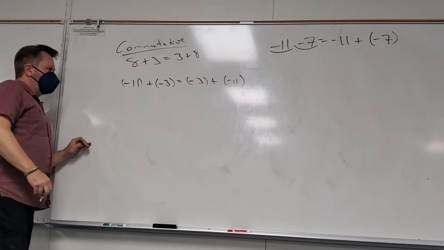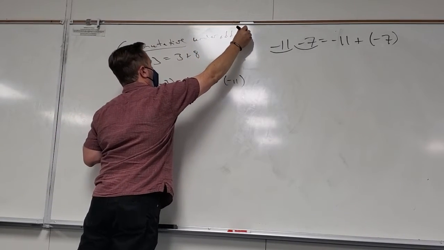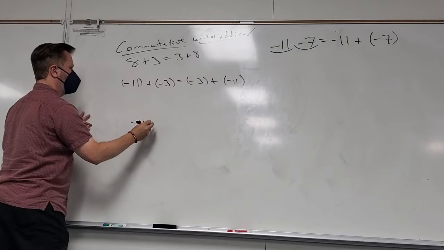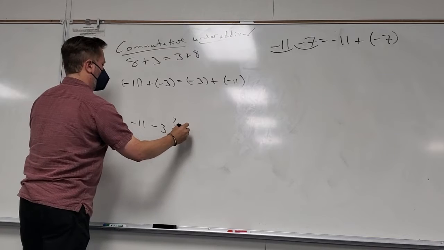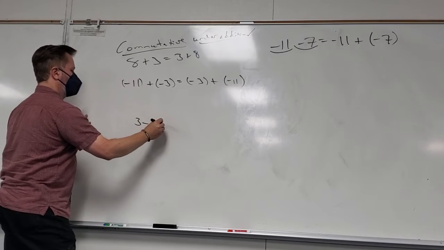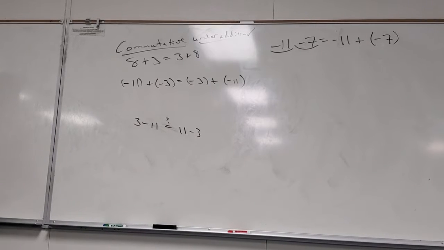Are integers commutative under subtraction? So under addition, all good. Under subtraction, let's do this: 3 minus 11, is that the same thing as 11 minus 3? No. So subtraction is not commutative, because you don't get the same thing. So commutativity tells you that if you take any single thing and move it with somebody else, you end up with the same answer at the end.